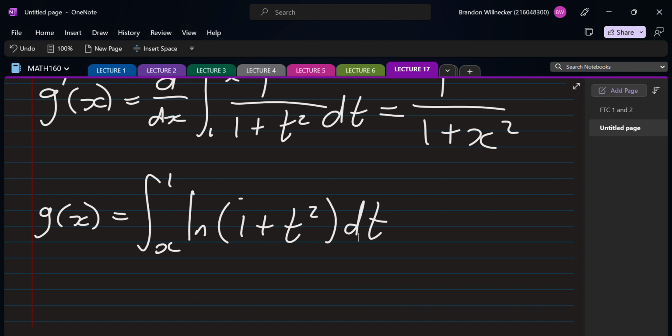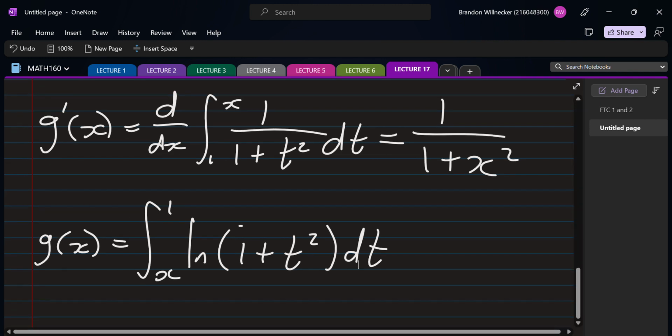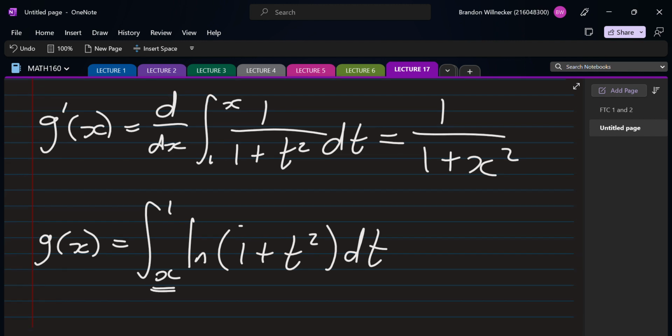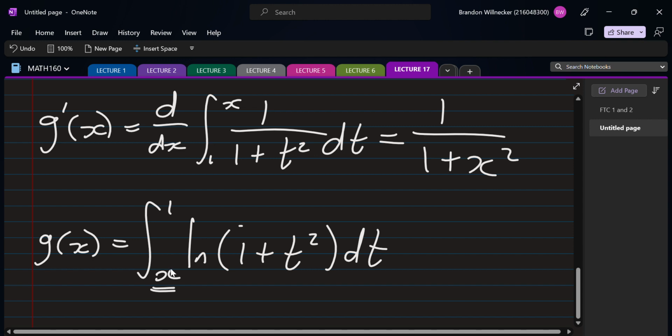Yeah? Confused why using t? Oh, t. So we're using t because x appears in the bounds. So we can't use the same variable for both. Okay, so it's just a renaming. We can put x here, and this can't be x as well. Okay.